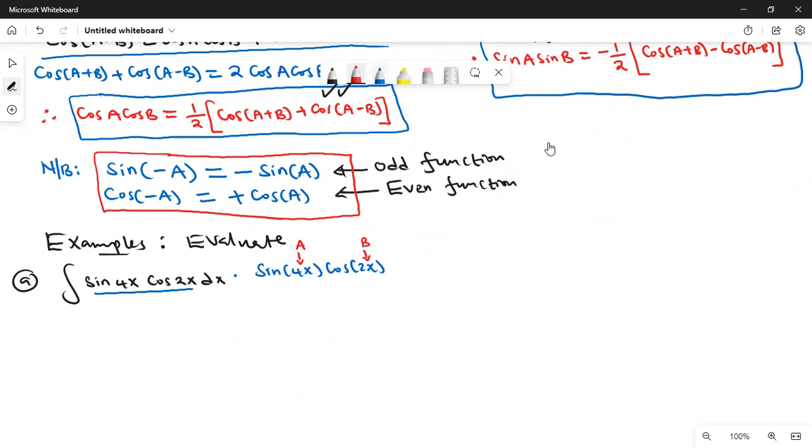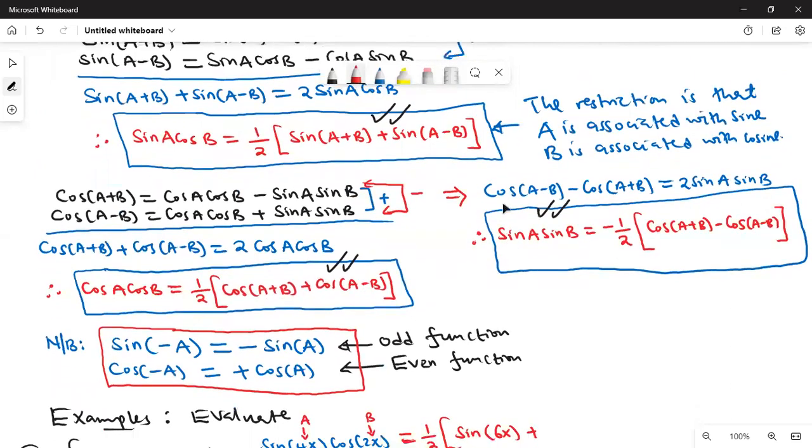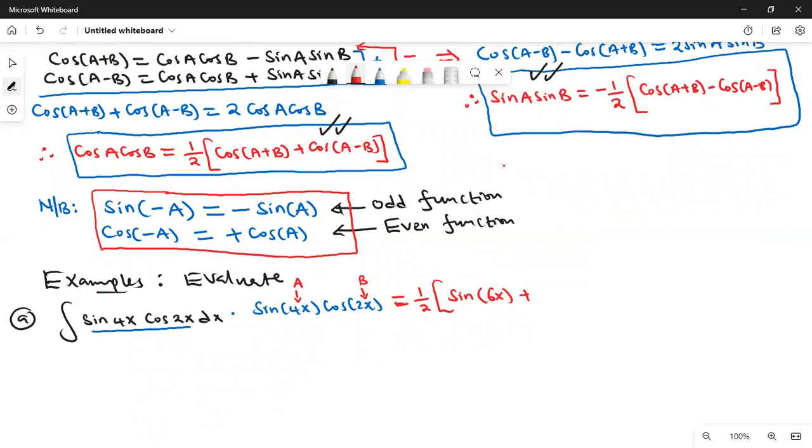Sine A cos B, that is the same as 1 over 2 in bracket sine of the sum, that will give us 6x, then plus, let's go back to the identity, the first one, sine of the sum plus sine of the difference, so A minus B. So plus sine, A minus B will be 2x. 4x minus 2x, that is 2x. So this is what you need to integrate.